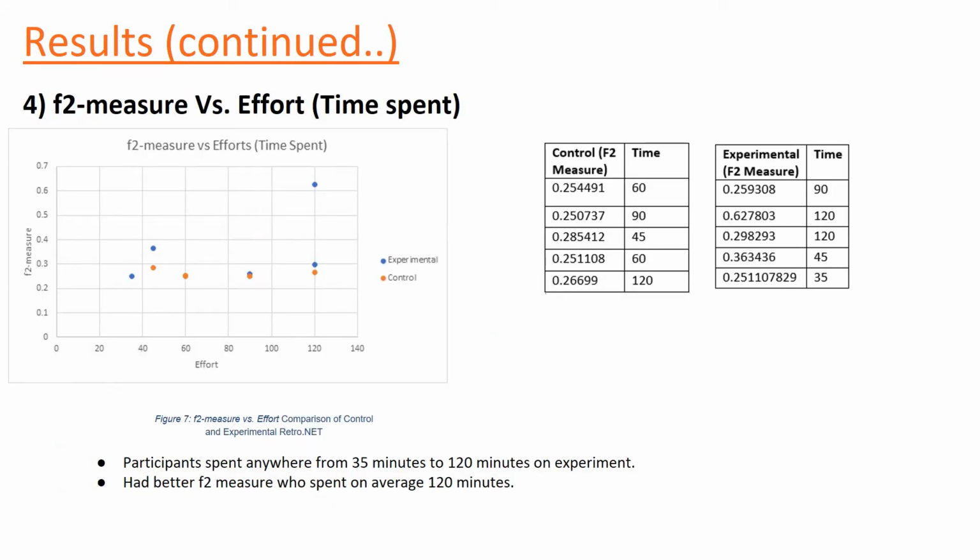So the F measure also brings us back to one of our research questions: does the time spent to perform the study improve the precision and recall? As you can see, participants spent anywhere from 35 minutes, the lowest, to 120 minutes, the highest, on the experiment. And as the graph shows, the people who spent 120 minutes had better F2 measure results, and also the experimental tool had better results.